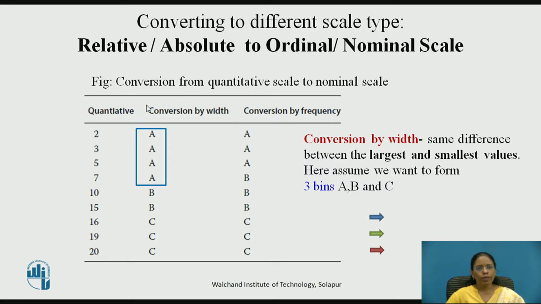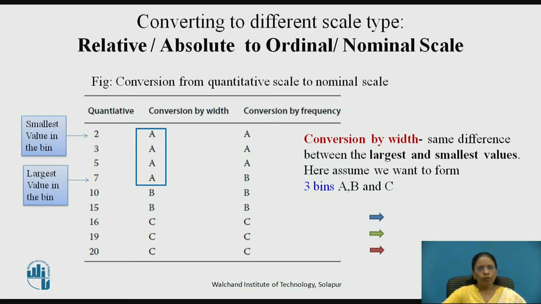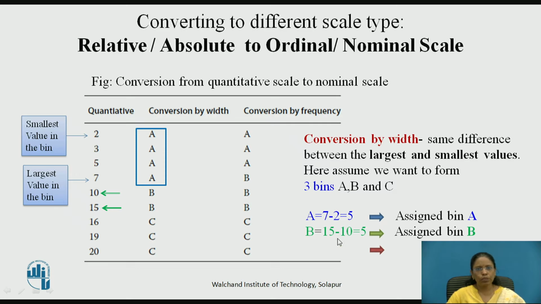So when I want to convert into A, B, C, I have considered 2 to 7 as A. Why? Because the smallest value here is 2 and the largest value is 7, so the difference is 7 minus 2, which is 5, and this is assigned to bin A. Similarly, for B the smallest value is 10 and the largest value is 15.